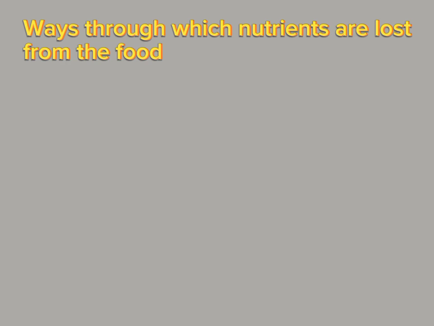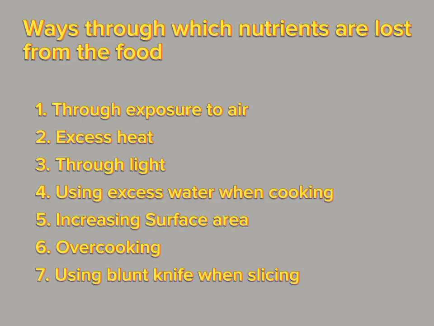1. Through exposure to the air. 2. Excess heat, because excess heat will denature the nutrients. 3. Through light. 4. Using excess water when cooking. 5. Increasing the surface area of the food instead of reducing the surface area. 6. Cooking too much; we use the word overcooking. You overcook instead of cooking. 7. Not using a sharp knife when cutting them.